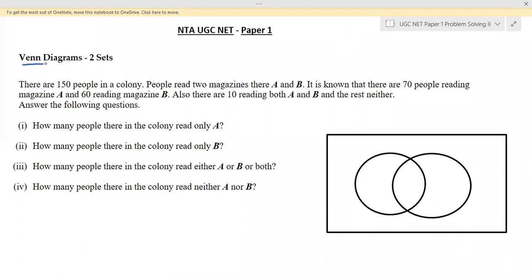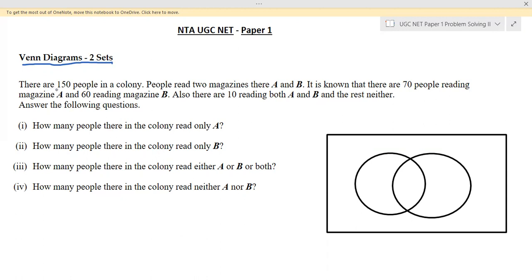Usually, when do we use Venn diagrams? Whenever our questions are based on two or more groups or sets, and if there is some overlapping between the groups, that is the situation for us to use the concept of Venn diagrams. With this basic knowledge, let's look at the question which is given to us.